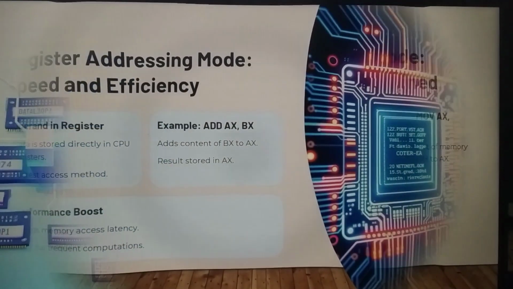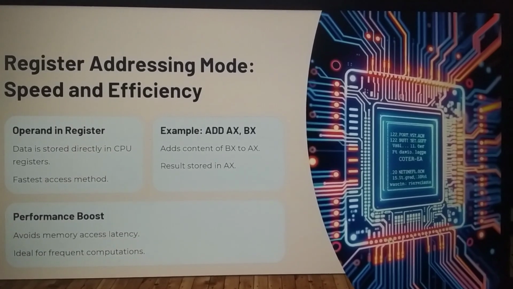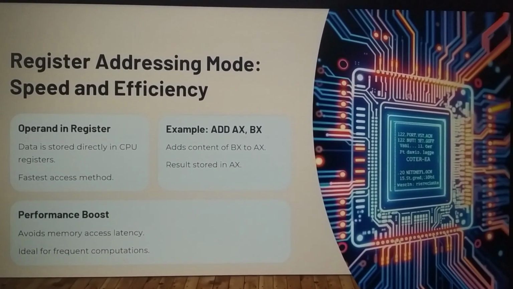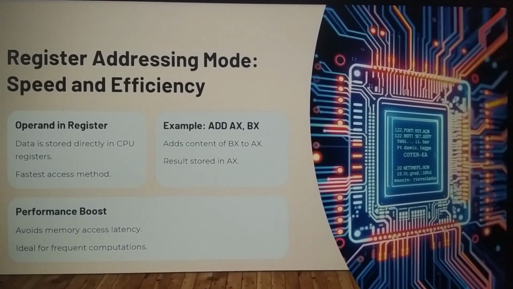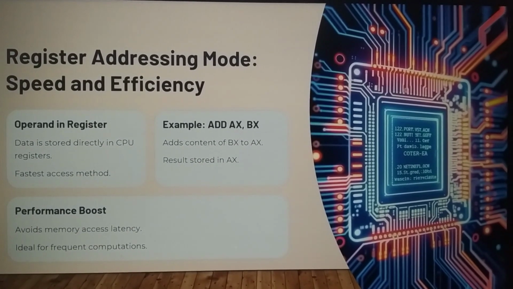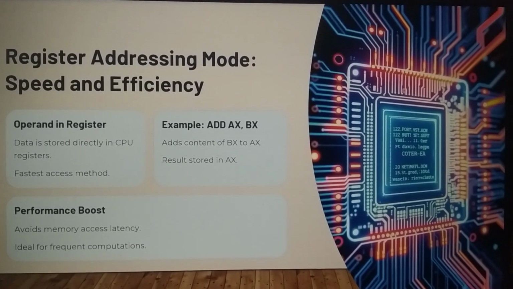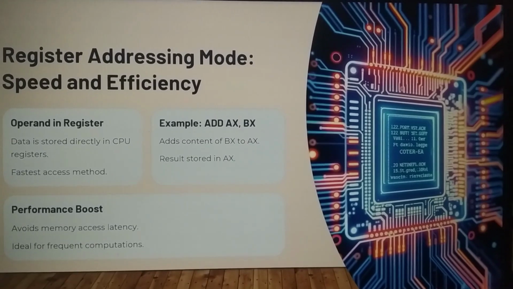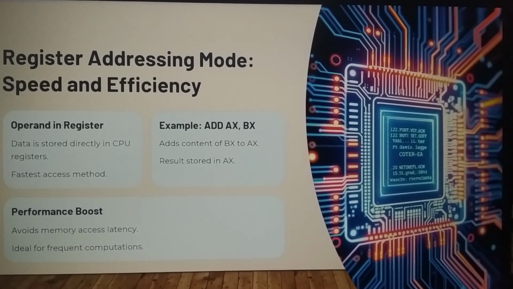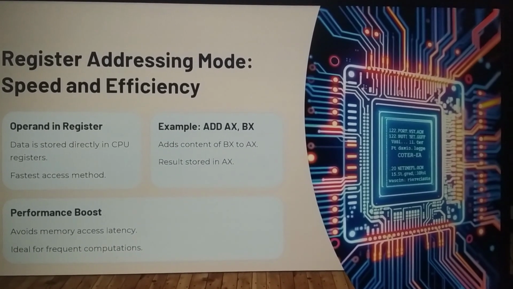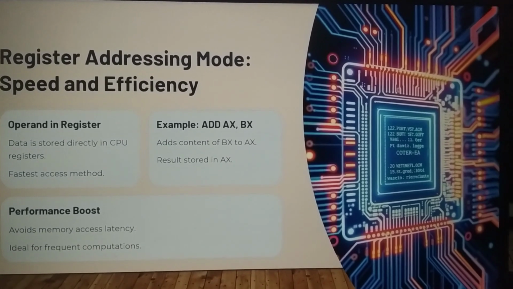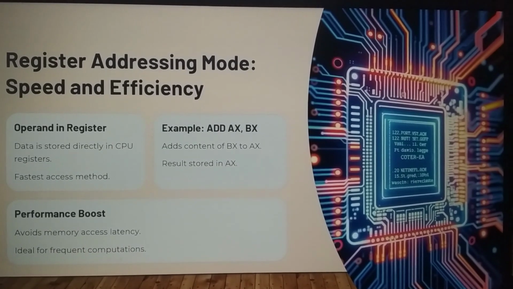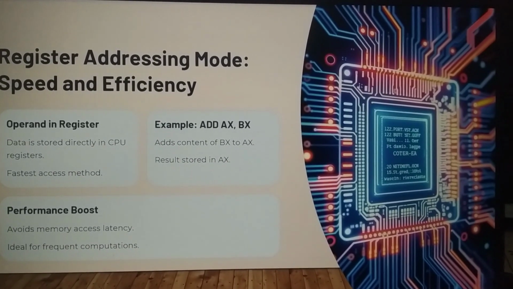Next, register addressing mode: speed and efficiency. Register addressing mode is one of the fastest and most efficient addressing modes in the 8086 microprocessor. In this mode, the operand is located in one of the CPU's internal registers such as AX, BX, CX, DX, or others. Since registers are part of the processor itself, accessing data from them does not involve memory access, which significantly reduces instruction execution time.